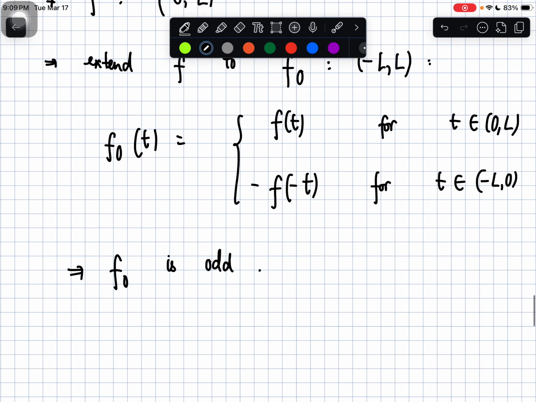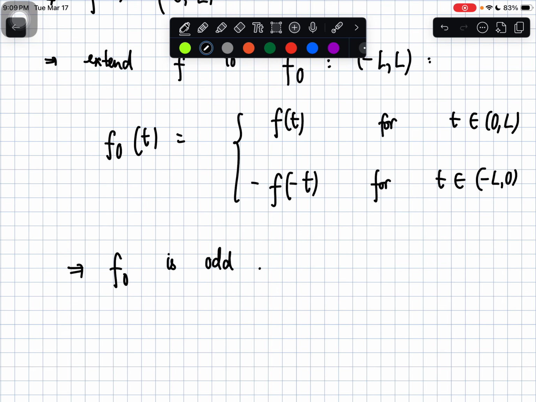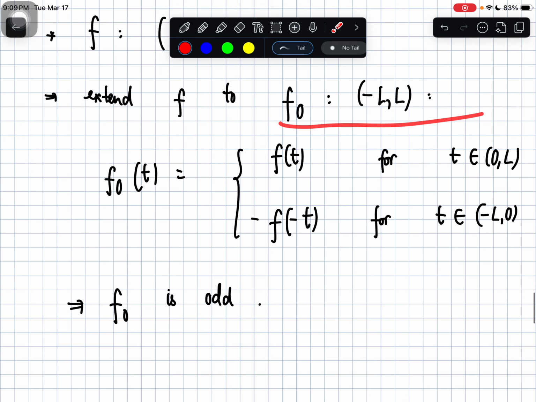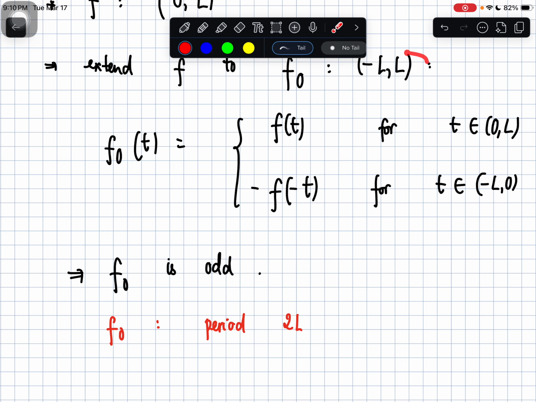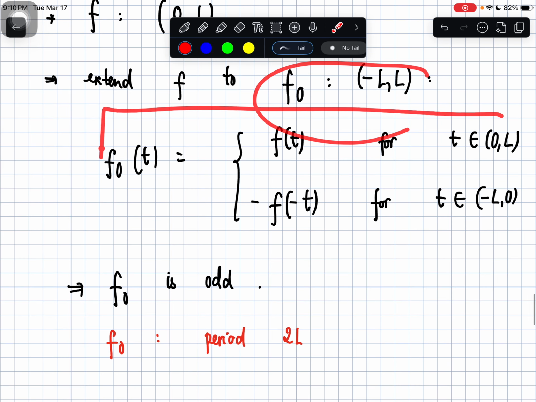And now we extend that in such a way that this is a periodic function. Then we want f odd to be periodic with period 2L, and it is defined on one full period by this formula.